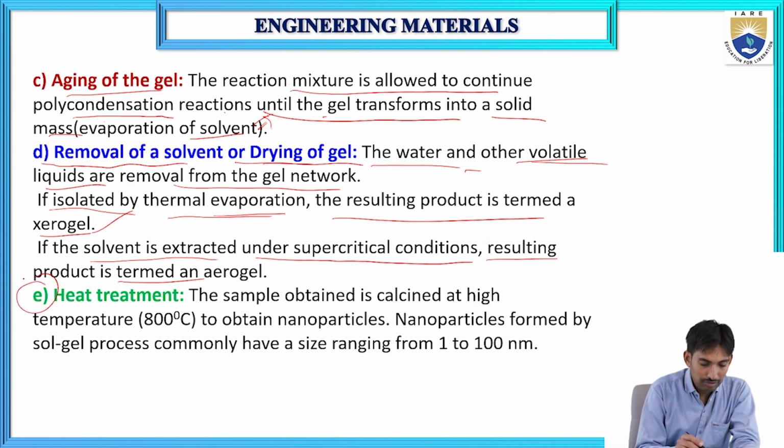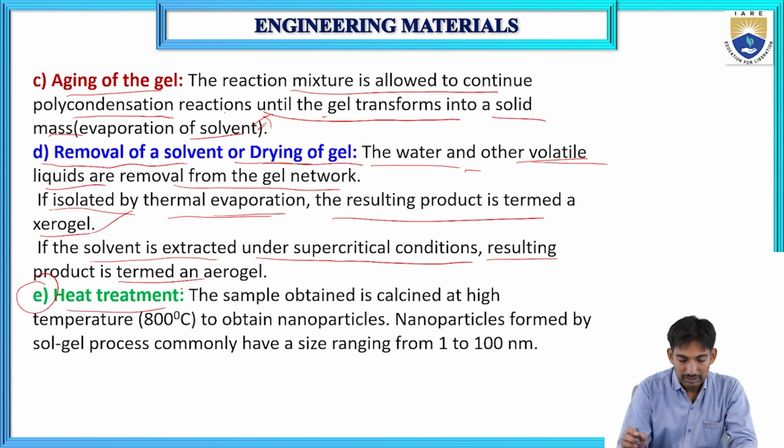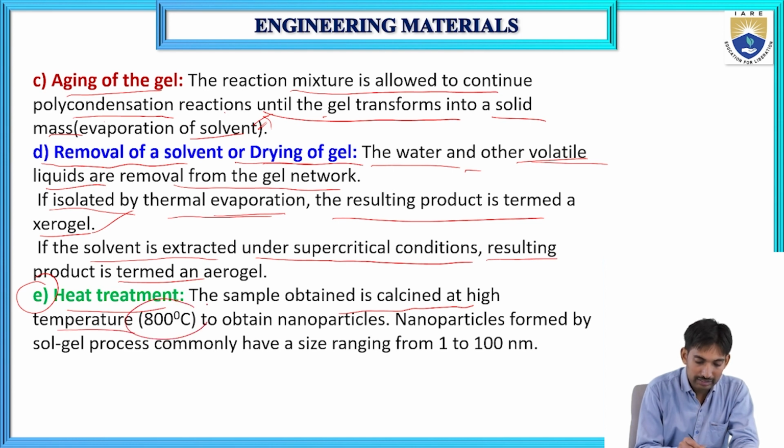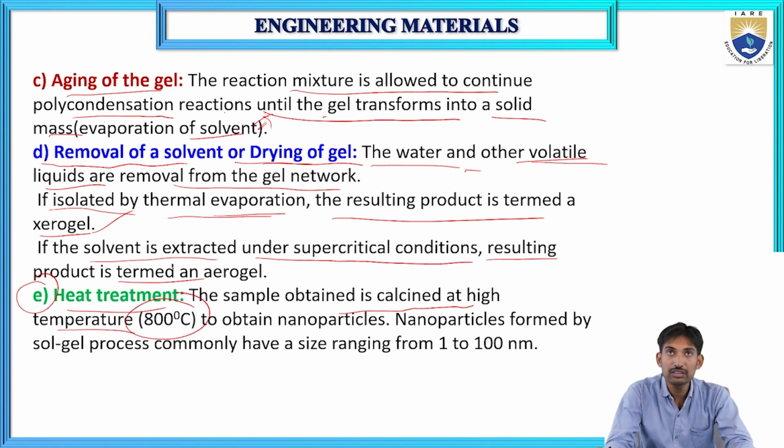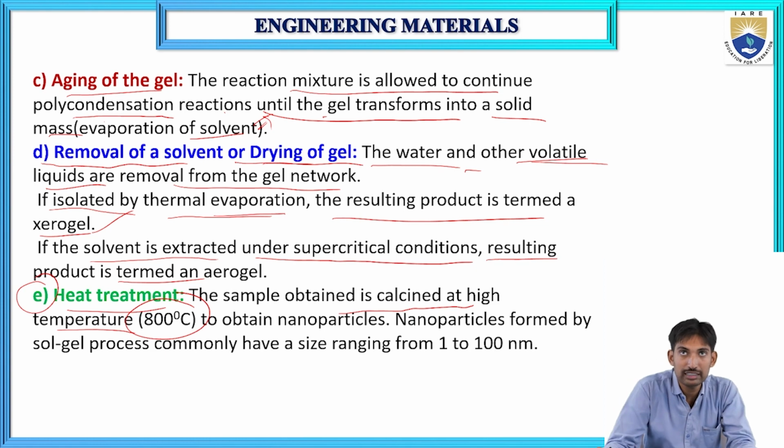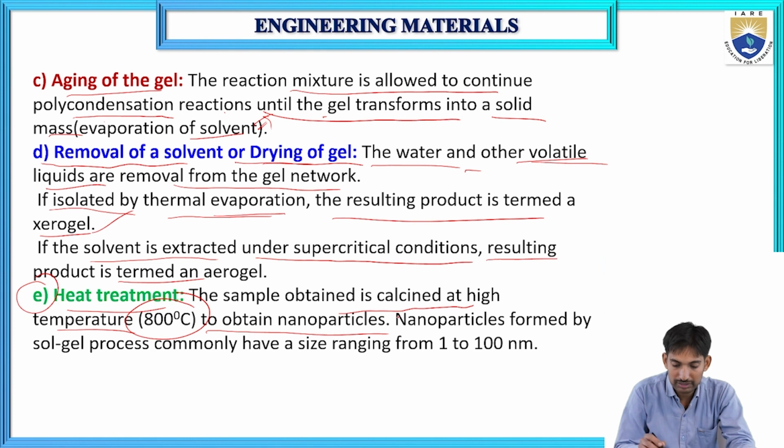The final point is heat treatment. The sample obtained is calcinated at high temperature, around 800 degrees centigrade. After drying the gel, the dried gel is then calcinated at a high temperature above 800 degrees centigrade, to obtain the nanoparticles.